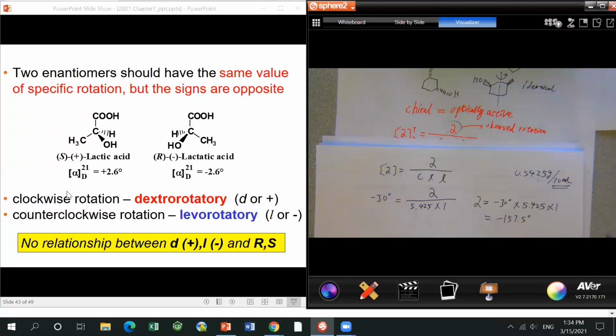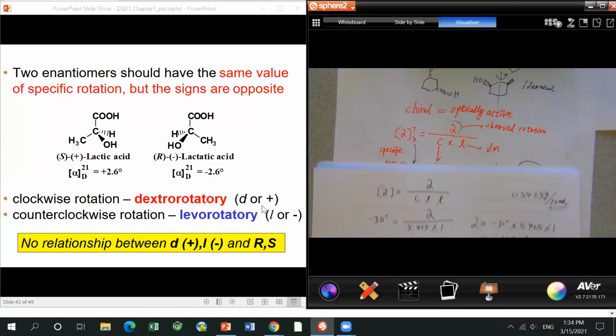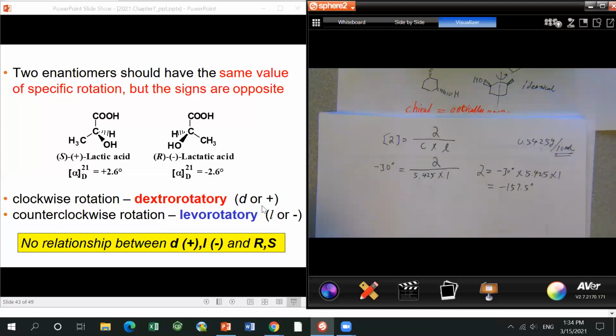So if it rotates clockwise, we call it dextrorotatory, so we use D or plus. That's where the plus comes from. That means, in the first example, the sample rotates polarized light clockwise.